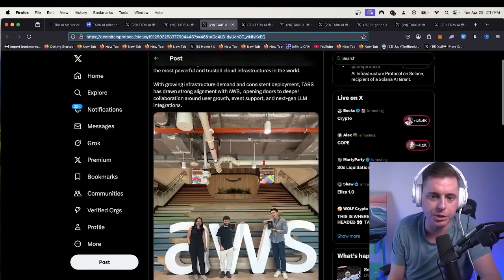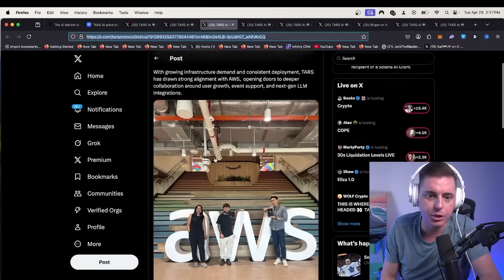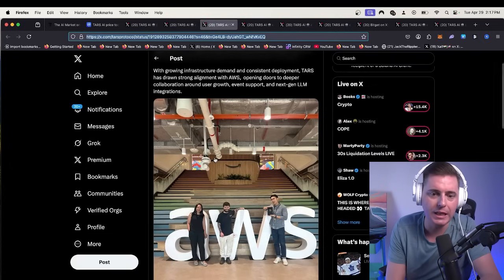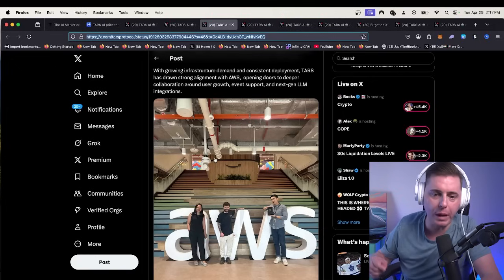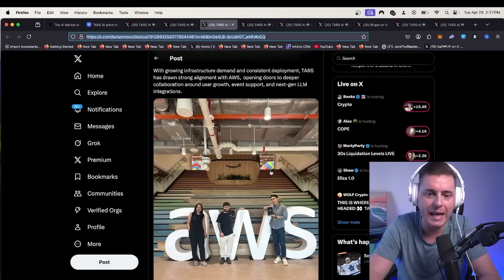With growing infrastructure demand and consistent deployment, TARS has drawn strong alignment with AWS, opening doors to deeper collaboration around user growth, event support, and next-gen LLM integrations.